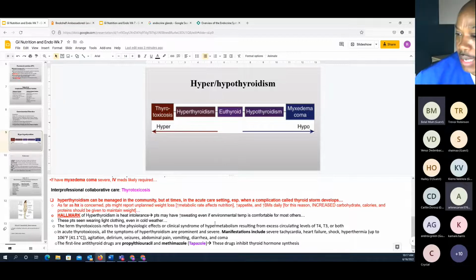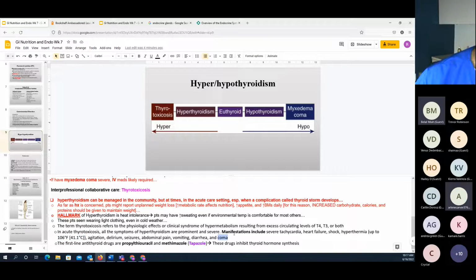Look at, for example, the clinical manifestations here when we're talking about thyroid toxicosis. You have the severe tachycardia, which can lead to heart failure, right? And you have this hyperthermia. Look at the temperature here, 106. Agitation, delirium, seizures, abdominal pain, vomiting, diarrhea, and so forth, a coma. So they both can lead to coma as well.